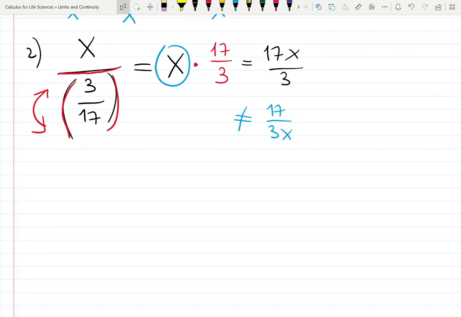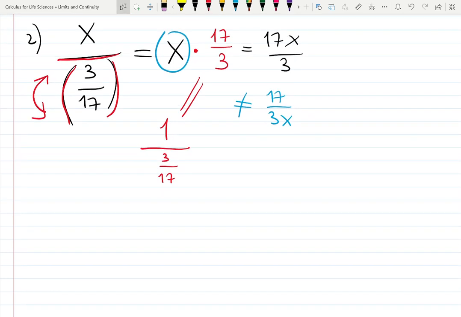Now, that's how you should see it carefully. At some point, I was supposed to maybe show you this extra step. It was 1 over 3 over 17. 1 over a fraction means multiply by the flipped fraction, or reciprocal. Reciprocal.